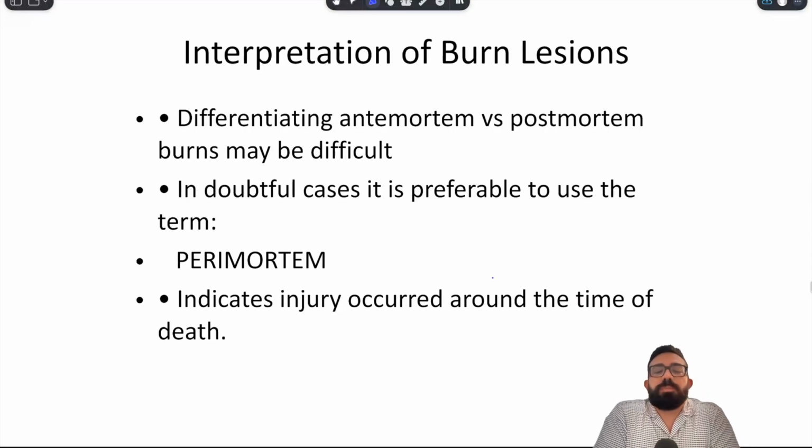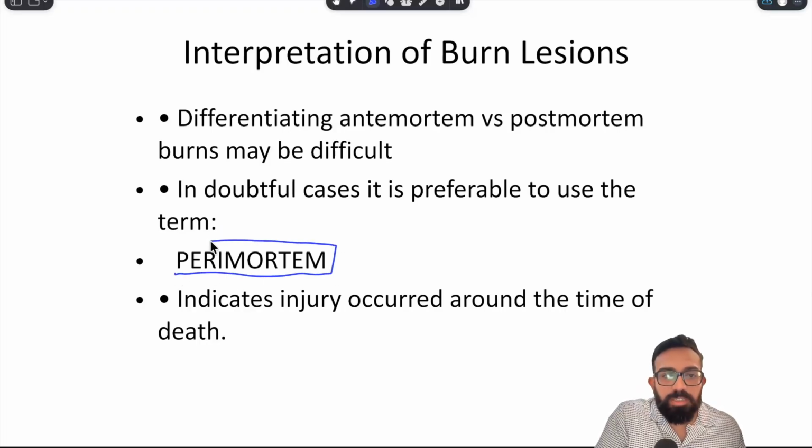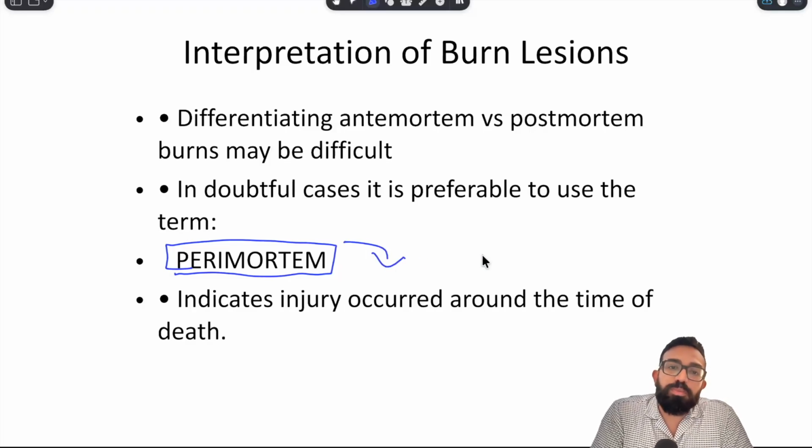Now, there will be cases where it is doubtful whether the burn is antemortem or postmortem, because up to 1 hour after death, most of the antemortem findings are seen. In such cases where the doctor cannot confidently say, he should always use the term perimortem. Do not confidently give antemortem, do not confidently give postmortem. If you are not genuinely confident, always use the term perimortem.